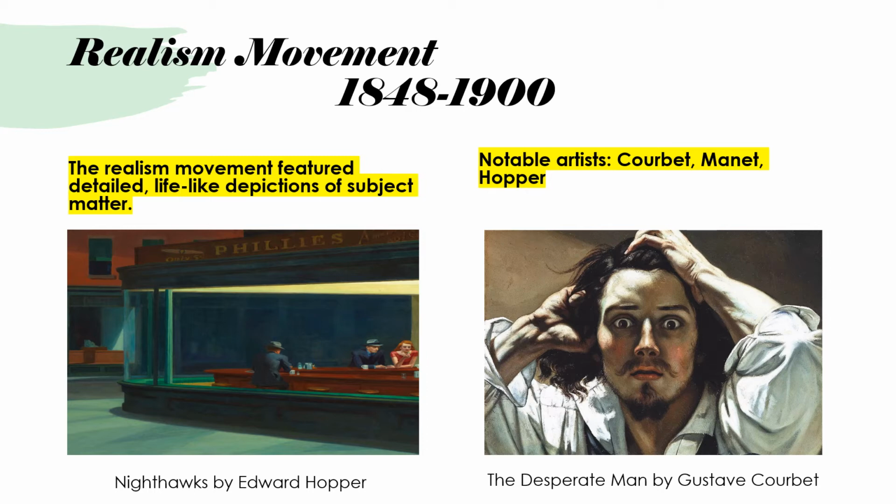Some notable artists from this time are Courbet, Manet, and Hopper. Speaking of Courbet, the picture on the right is by him. The Desperate Man by Gustave Courbet. We talked about the lights and darks that we see in this picture, how we also saw those in the Baroque movement slide, but just because we see something having similar characteristics of the Baroque movement does not mean it's a Baroque movement painting.